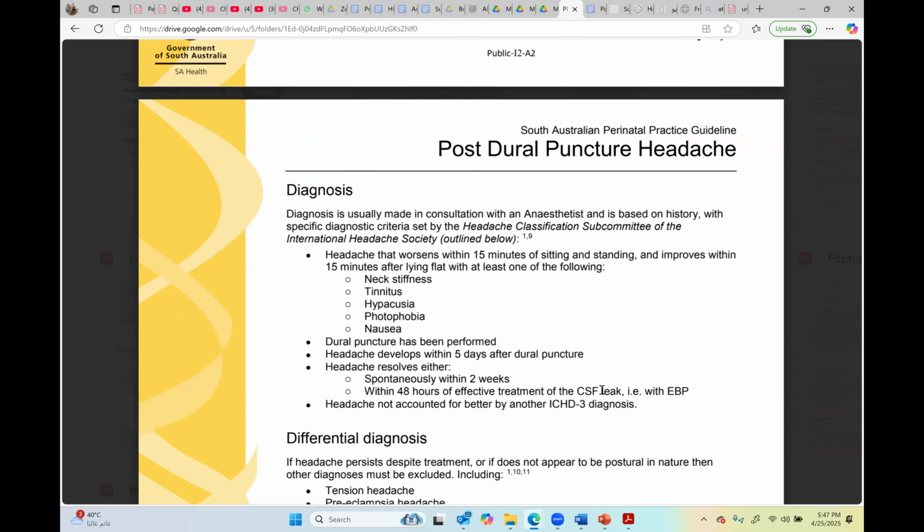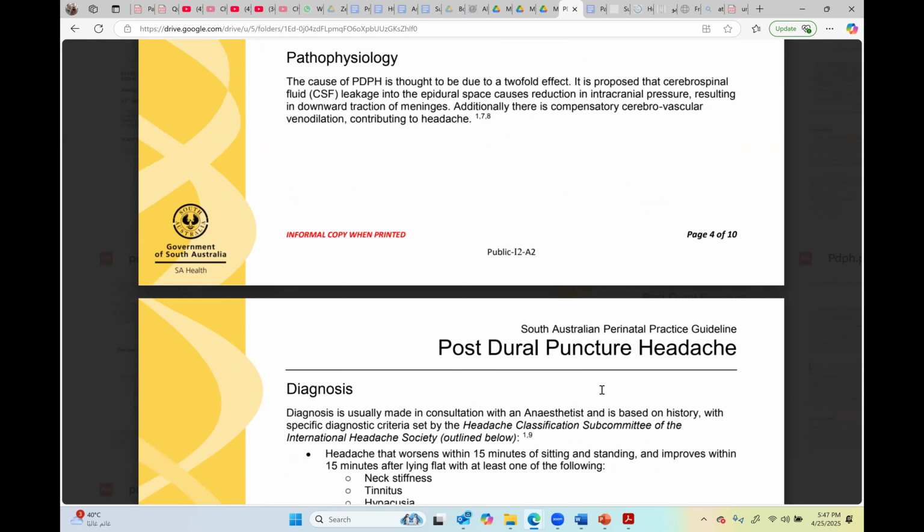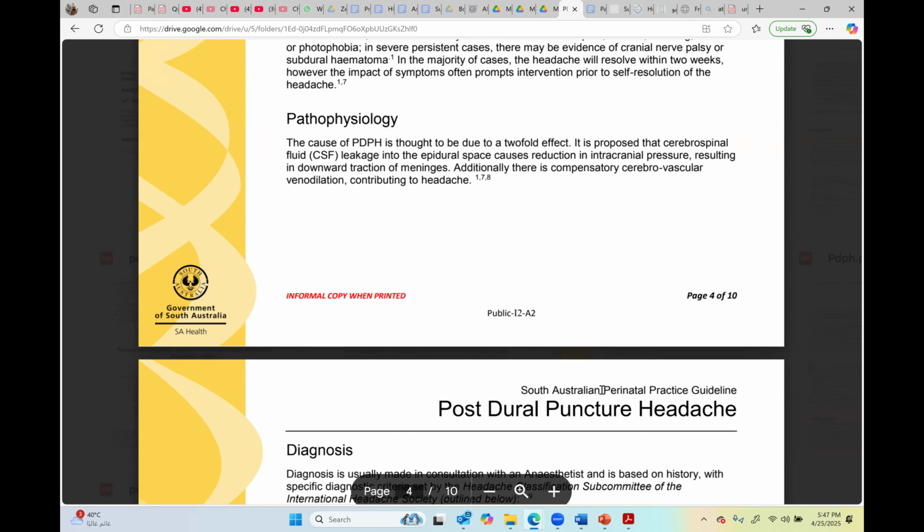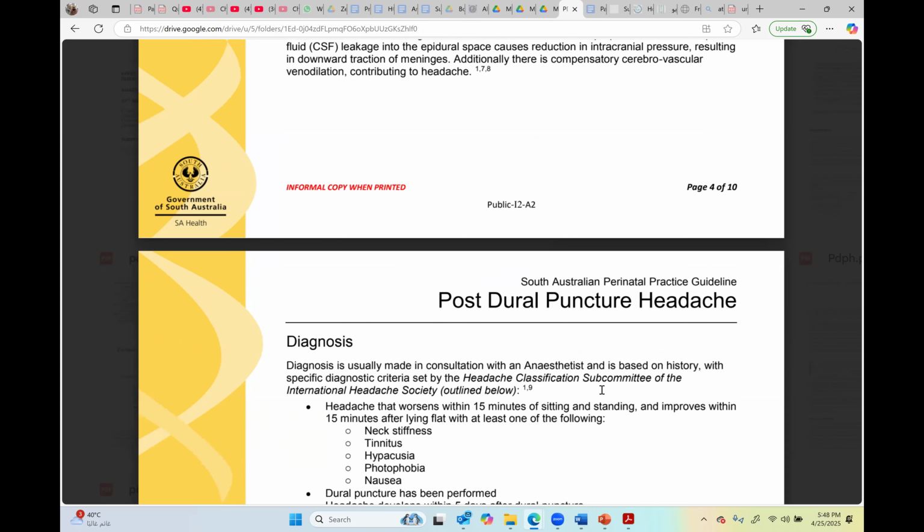Is the PDPH pathophysiology due to meninges involvement, or is it low ICP because of the leak? Whenever there is a CSF leak, the meninges will be stretched, resulting in downward traction of the meninges. Additionally, there is compensatory cerebral vasodilation, venodilation. Stretching occurs and both things occur.